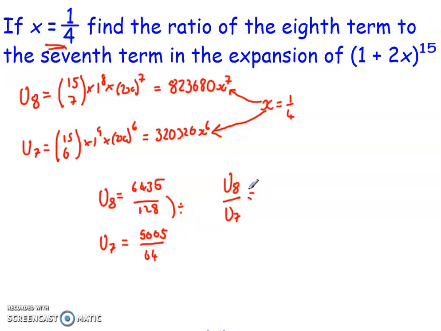So I take this term here, and what I do is I divide it by this term here. Again, stick that in a calculator and work it all through. What you should end up getting is 9 on the top, 14 on the bottom, 9 over 14. So that there is the ratio of my 8th term to my 7th term in this expansion.